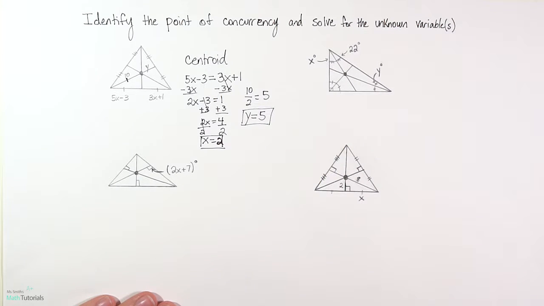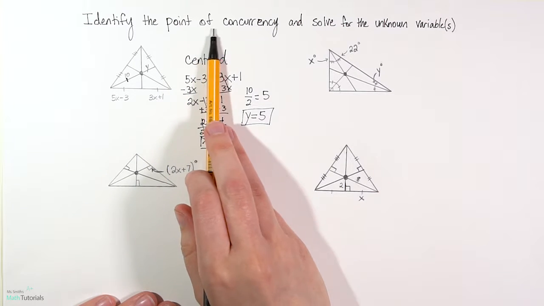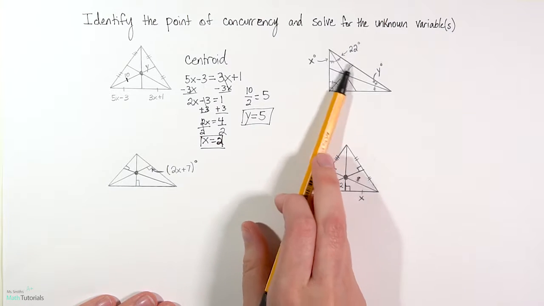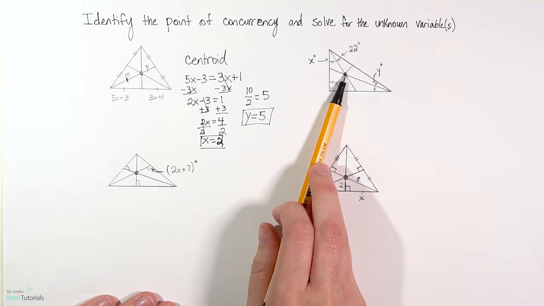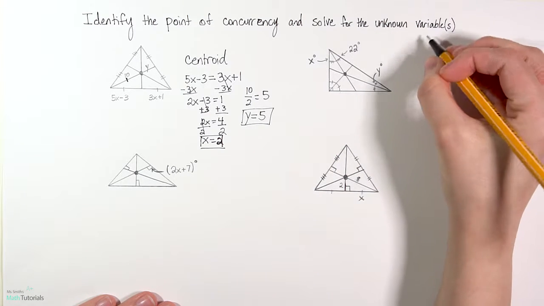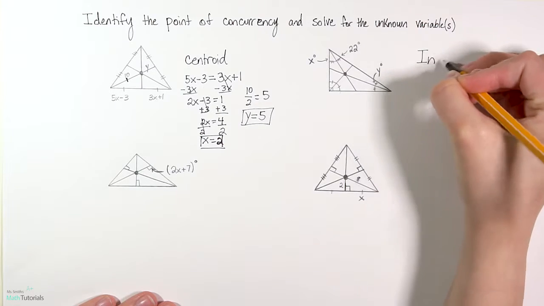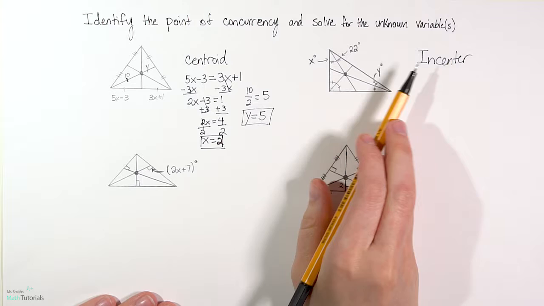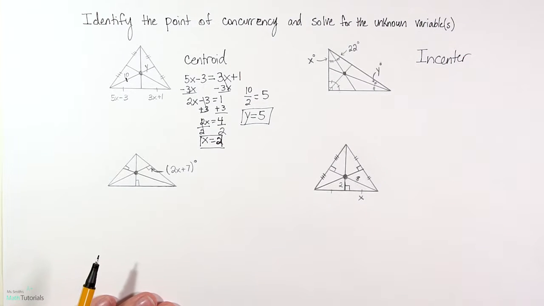So if my segments are angle bisectors, remember they want to know the point of concurrency. What is that point called if we've got all angle bisectors? You may need to review, but three angle bisectors form an incenter. Okay, so our point of concurrency is an incenter.